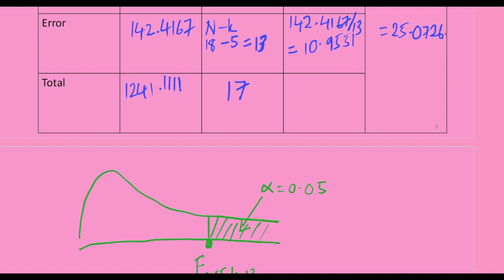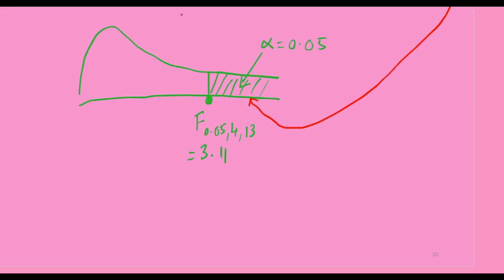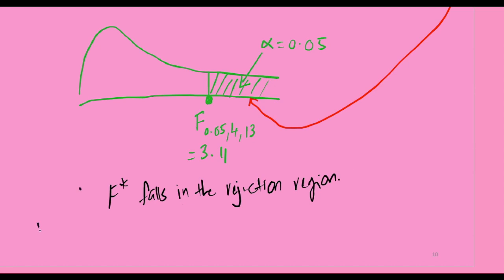Let's compare our test statistic. It's definitely 25.07, which falls in the rejection region. So class, what's the conclusion? F star falls in the rejection region. So we reject the null hypothesis. What do we conclude when we reject the null hypothesis? At least 2 of the means are different.